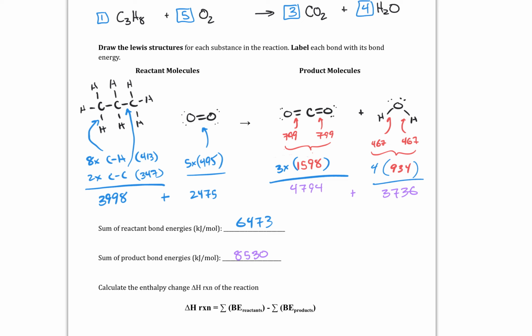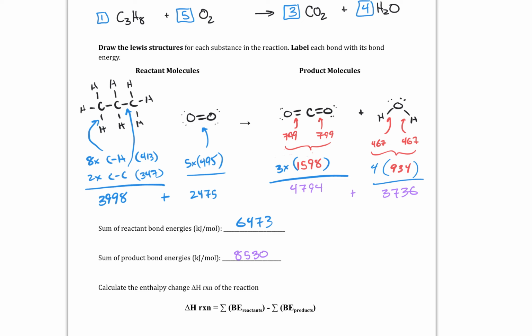Then if we look at our product molecules, we have a CO2 molecule that has 2 carbon to oxygen double bonds, each of which has a bond energy of 799 kilojoules per mole. So the full molecule will have a bond energy of 1,598 kilojoules per mole. But again, we have 3 molecules in the balanced chemical equation, so we have to multiply that energy by 3, and that's going to be 4,794 kilojoules per mole of energy released when a carbon dioxide molecule forms.